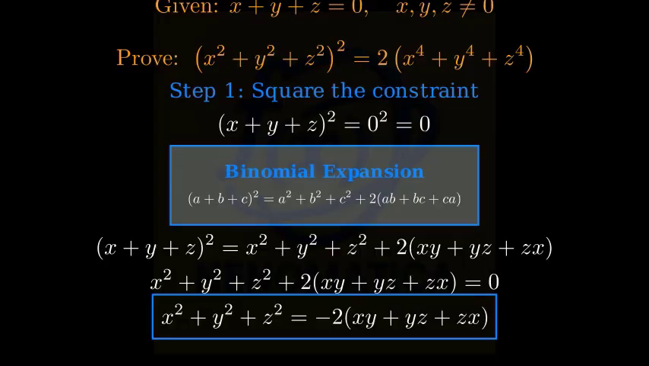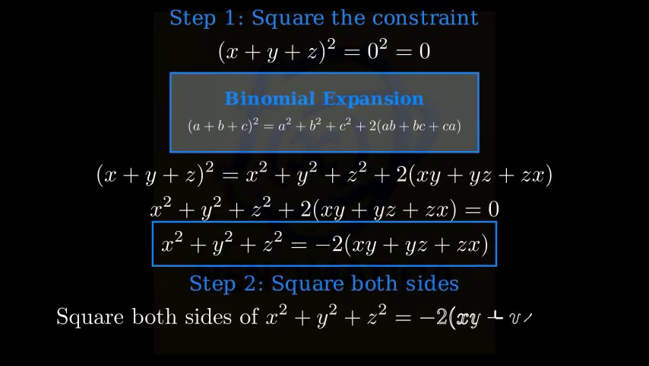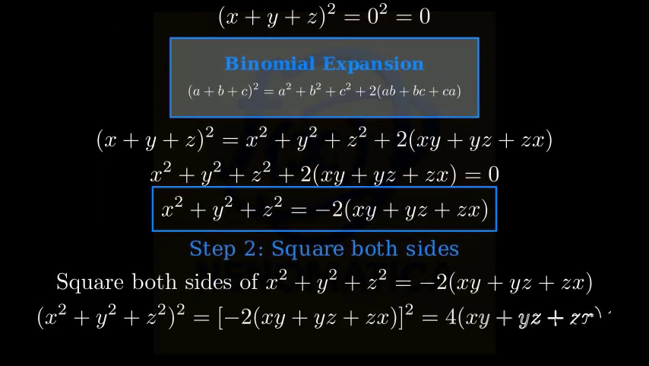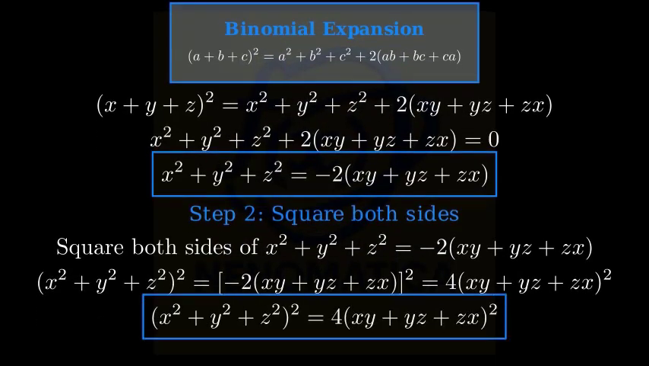Therefore, we've established that the square of the sum of squares equals 4 times the square of the sum of products. So we have (x squared plus y squared plus z squared) all squared equals 4 times (xy plus yz plus zx) squared. Step 3.